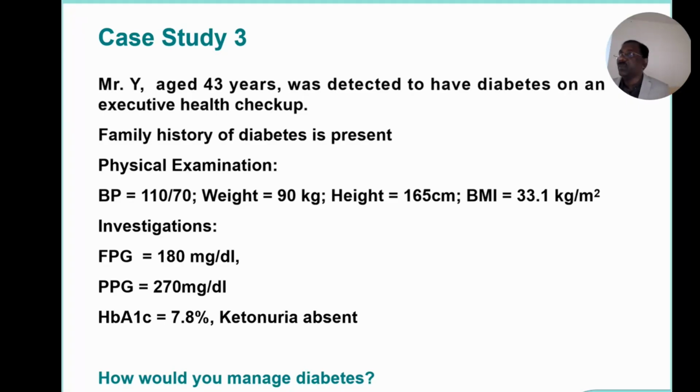So they mentioned the BP. BP is normal. They didn't mention the lipids, so get the lipid profile done. But at this juncture, A1C is nearly 8%. Okay. So during an executive health checkup. Okay. So how do you treat? The values were detected for the first time.